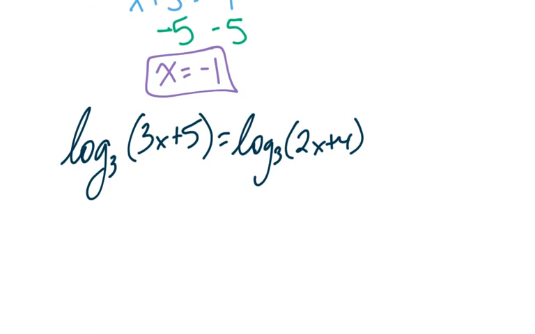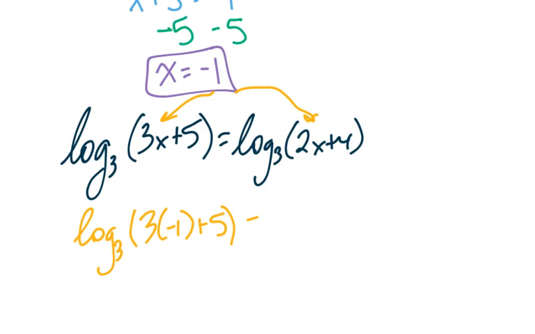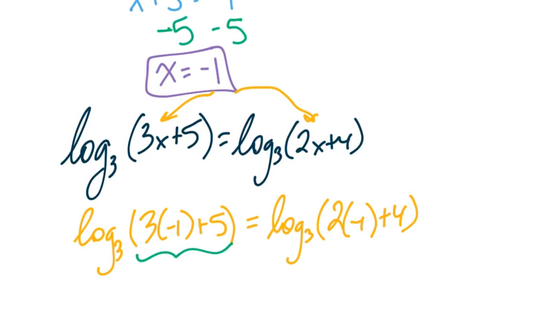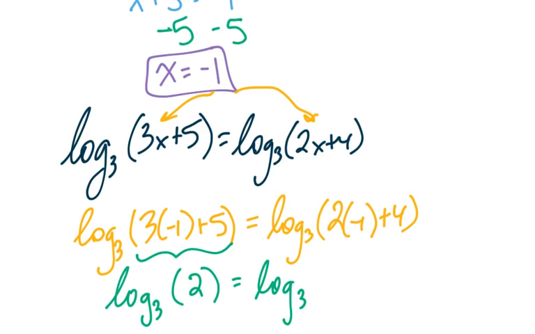So if I were to put negative 1 into each of these x's, I would have log base 3 of 3 times negative 1 plus 5 equals log base 3 of 2 times negative 1 plus 4. And then we can do the math in each of these parentheses. So we'll get negative 3 plus 5 is 2. And over here, negative 2 plus 4 is 2. And you can notice that I have log base 3 of 2 equals log base 3 of 2. That is totally a true statement, and this works.